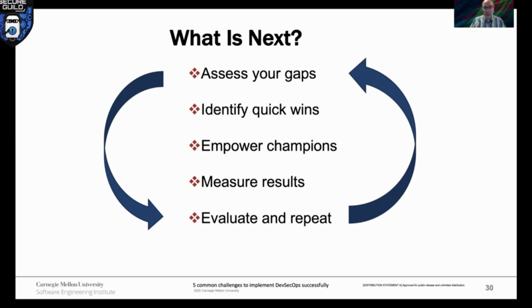and then build up the culture, empowering the champions, such as security champions or dev champions for your culture, and measure the result: where we are, how we started, where we are now, and what the next steps should be. And always evaluate that and repeat it.